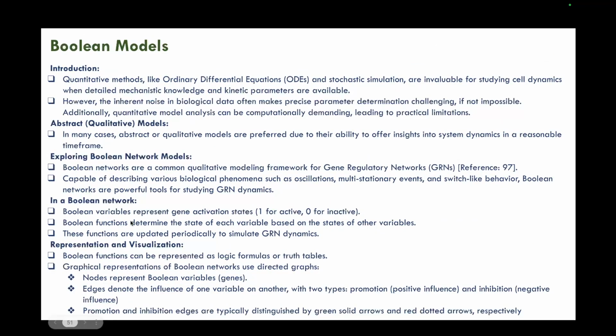These Boolean functions determine the state of each variable based on the states of other variables, and this can be shown as directed graphs where nodes represent Boolean variables and edges denote the influence of one variable on another. Promotion and inhibition information you can also add.